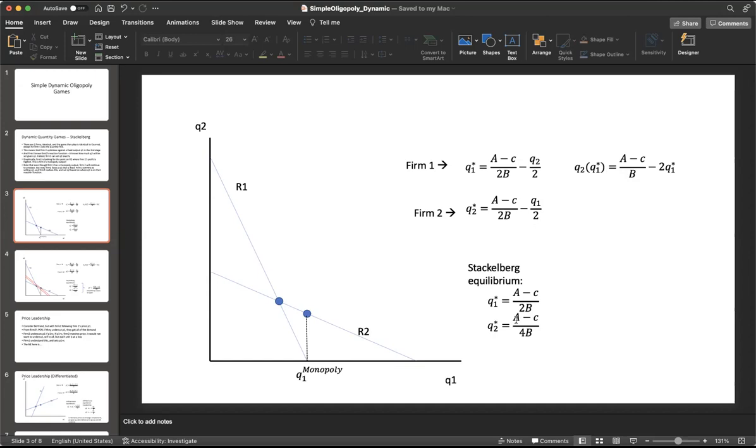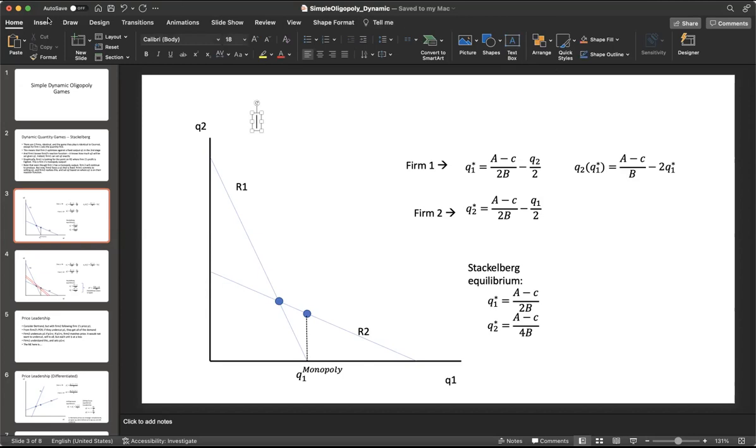All right, so the first question then is, since alam na natin kung paano gawin yan, the only remaining thing is how do you get this one? Right? How do you get Q1 star? So yung sagot dyan is, mathematically, you will take this, which is the reaction function, as a constraint. So ipapasok mo siya dun sa profit max ni firm 1. So let's write that down right now.